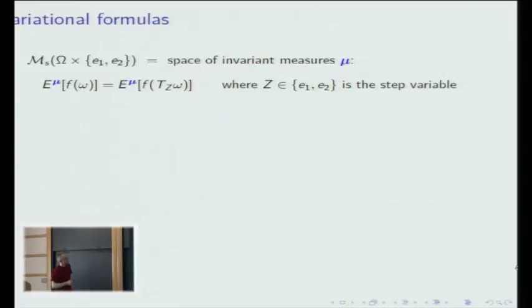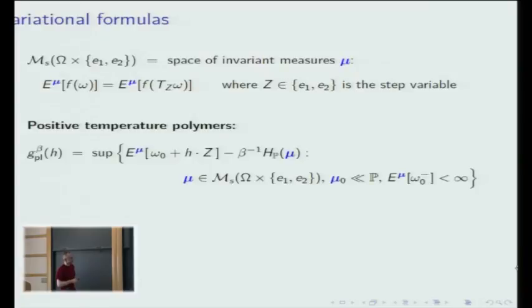All right. And here are the variational formulas then. So on this space of omega cross steps, there's a notion of an invariant measure. Among them are those that we might call invariant in the following sense: if you just look at the expectation of a function of omega alone, then that's the same if you translate with that random step. So capital Z here denotes the random variable that denotes the step on that space. So those are the measures that appear in these variational formulas.